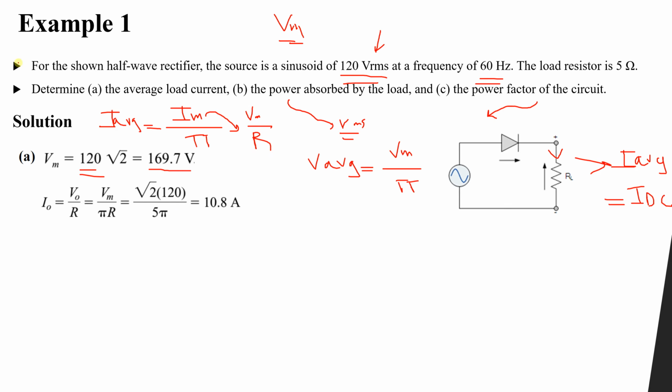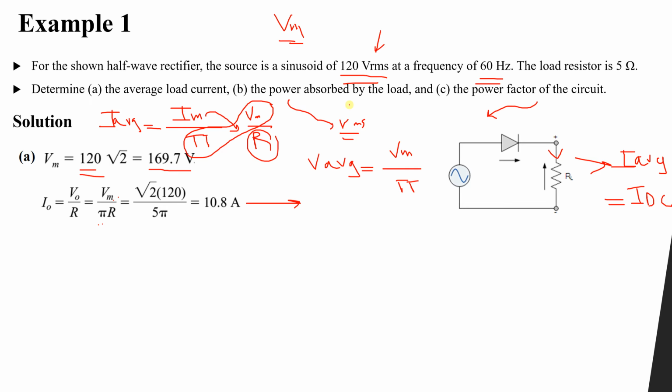So the average current, or the output current, will be V output over R. V output here, since we are talking about average, will be V max over pi, divided by R. So V max over pi R. This will be 120 root 2 divided by R, which is the resistor 5, and pi, which gives us 10.8 amperes. Okay, that is the first requirement. I average equals V average over R, and V average itself is V max over pi.